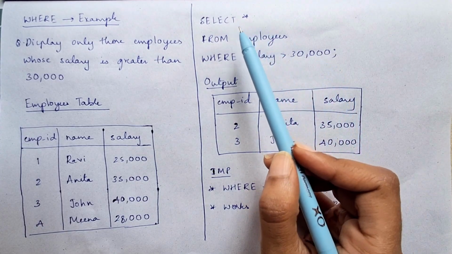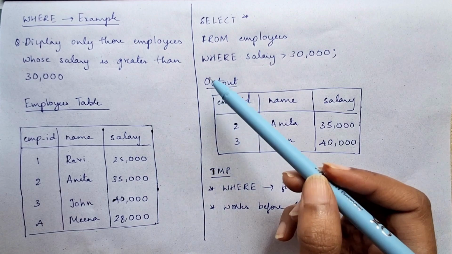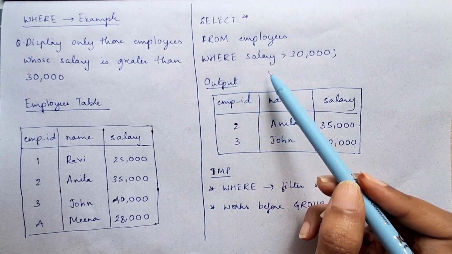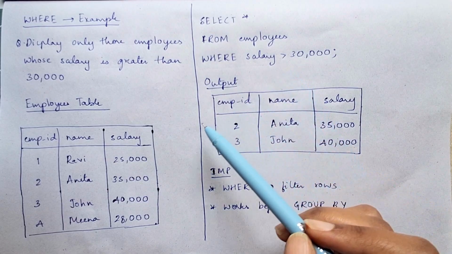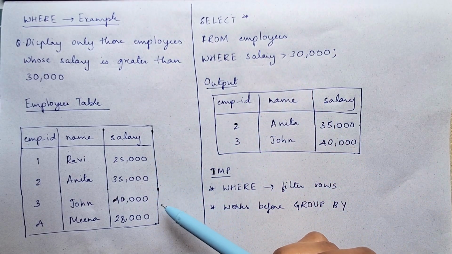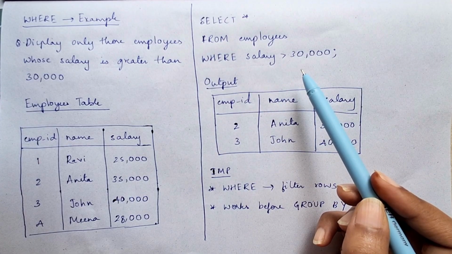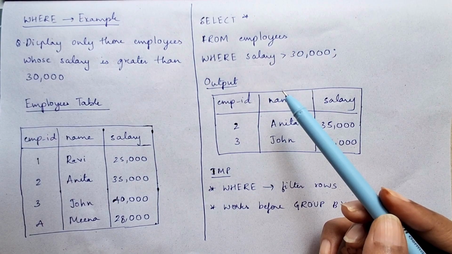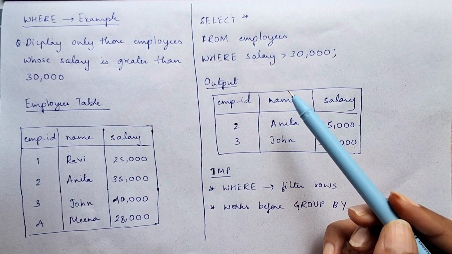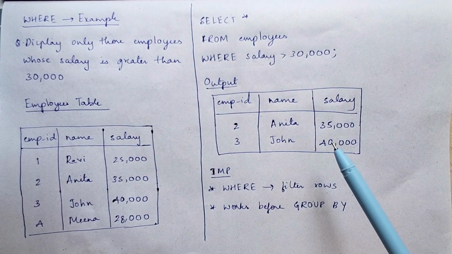Here we are selecting all the columns from the employees table. The where clause is used to apply a condition. This condition checks each row in the table and returns only those rows where salary is greater than 30,000. So the employees whose salary is less than or equal to 30,000 will be ignored. In the output, only Anita and John are displayed since their salary is greater than 30,000.